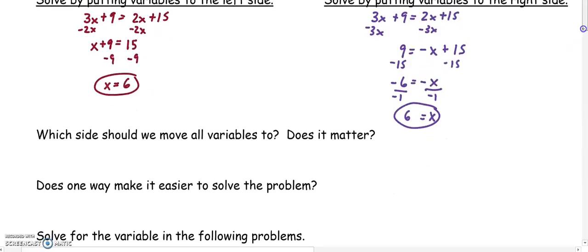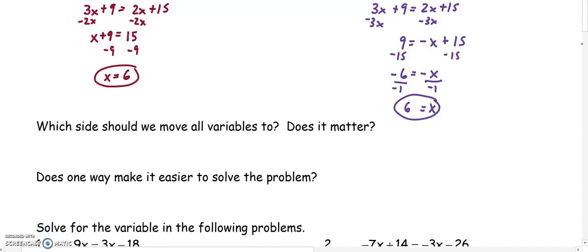So which side should we move the variable to? Does it matter? It does not matter. There is one that makes the problem easier though. Notice in the first one, we moved the smaller variable over, so we have one less step, whereas when we move the bigger variable over, we had to divide by negative 1. So does one way make it easier? Yes, by moving the smaller variable.